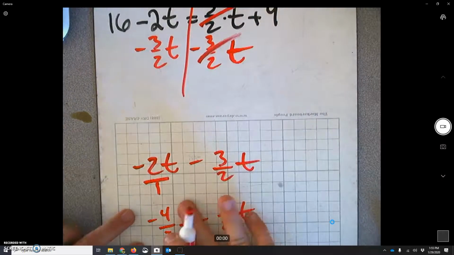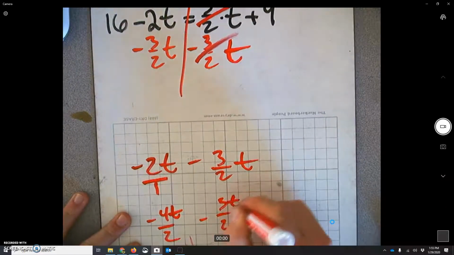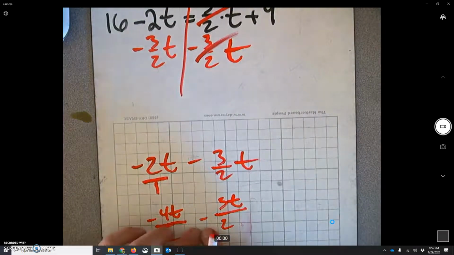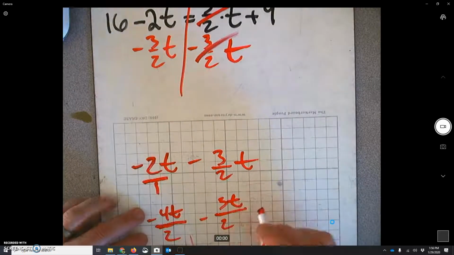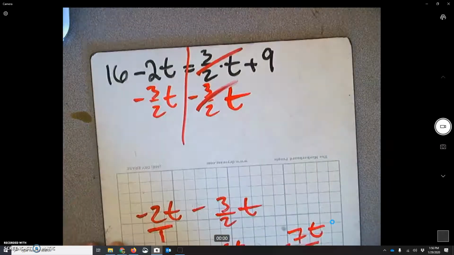Now, actually you can write these t's up top too if you want, like that. Make it look a little cleaner. Okay. Now we have negative 4t over 2 minus 3t over 2. So negative 4 minus 3 is negative 7t over 2. All right, that's going to go right here.